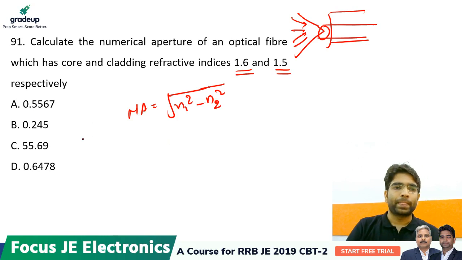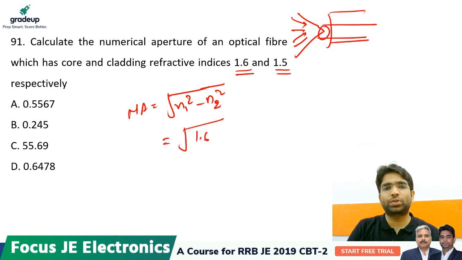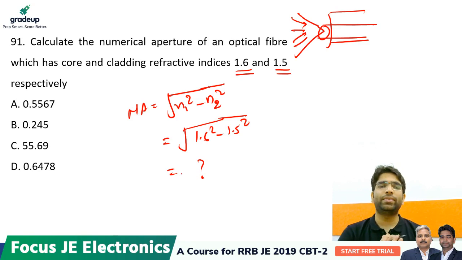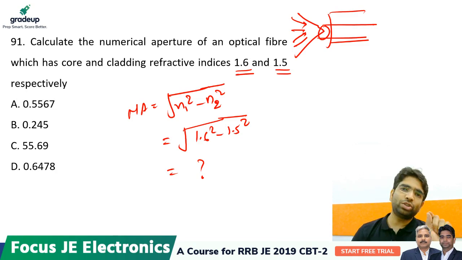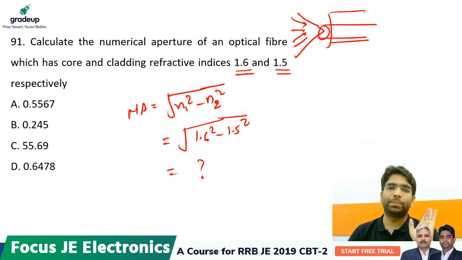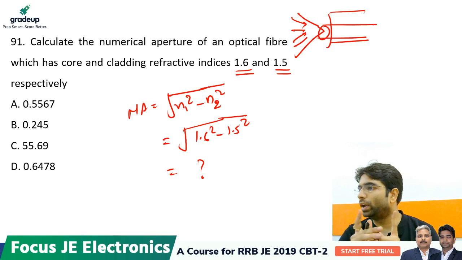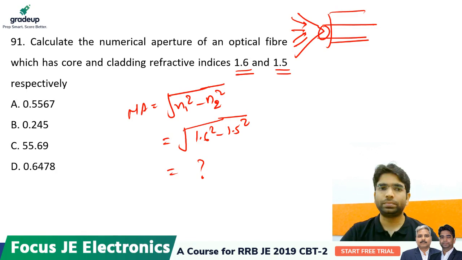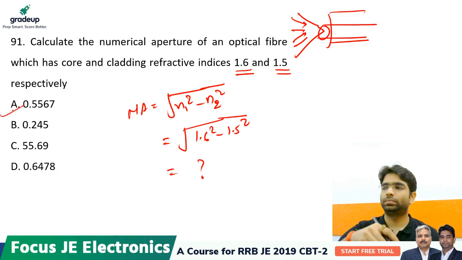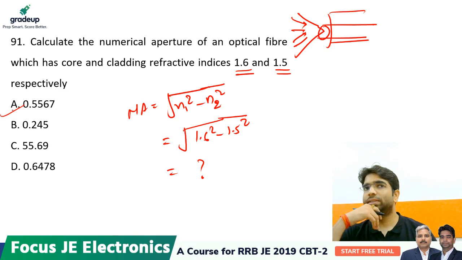Give me the values: 1.6 square minus 1.5 square. What is the value that you are getting? Please tell me. 53 is a wrong answer. Always and always, numerical aperture will be less than 1. A option is correct. I am getting A as the answer.